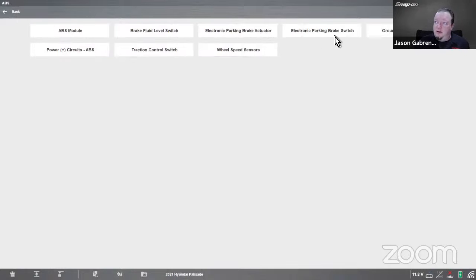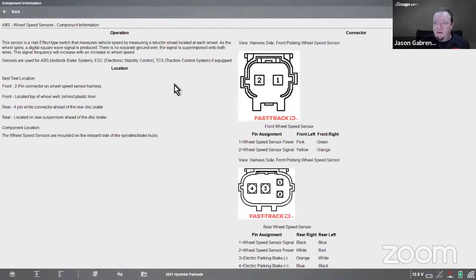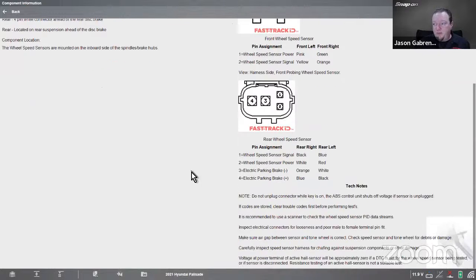Parking brake actuator, parking brake switch, ground circuits, power circuits, fluid level switch, wheel speed sensors again, so we can see what kind of wheel speed sensors these are. Hall effect type switch that measures vehicle speed by measuring your reluctor wheel located at each wheel. As the wheel spins, a digital square wave signal is produced. There is no separate ground wire. The signal is superimposed onto both wires. This signal frequency will increase with an increase in wheel speed.